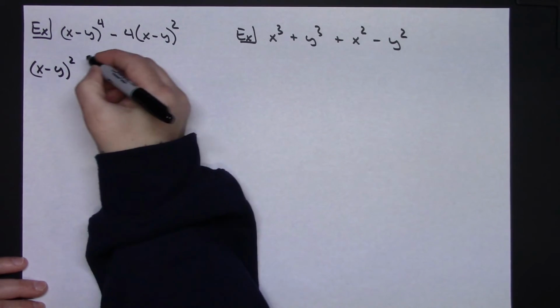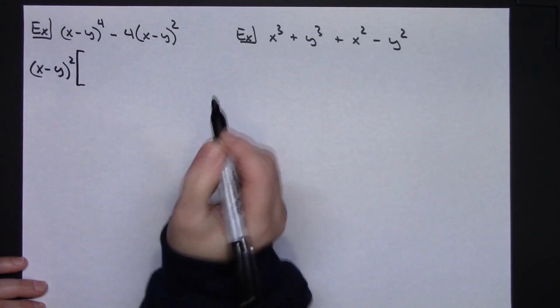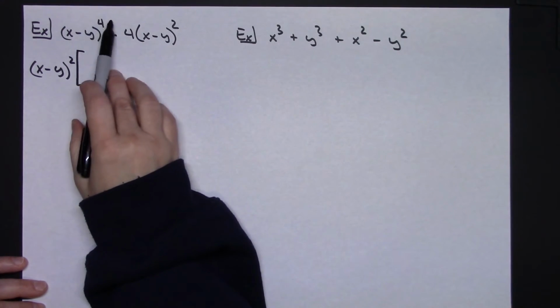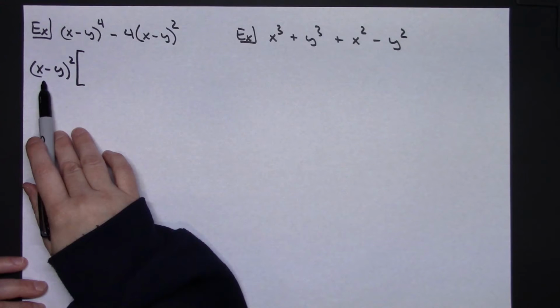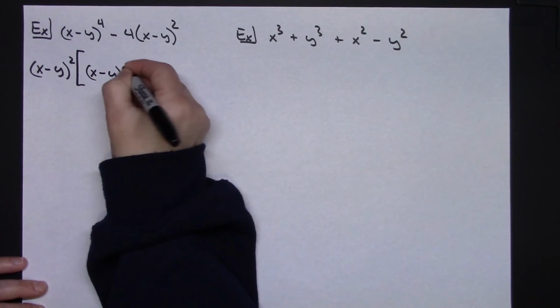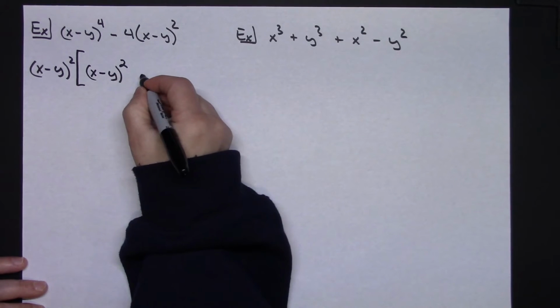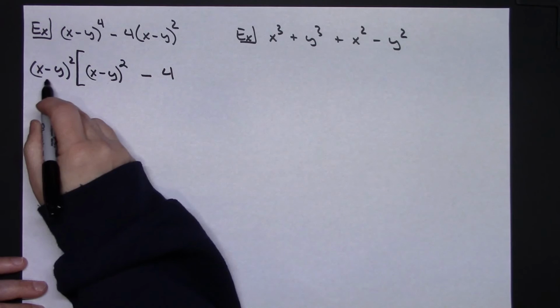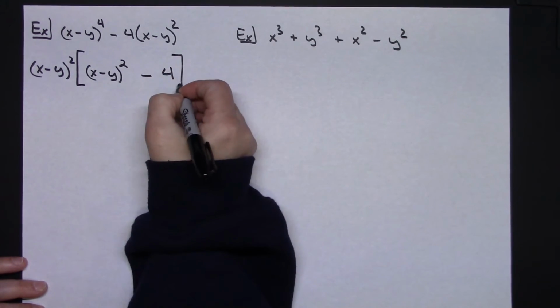Now I think I'm going to go to square brackets, because we've got an awful lot of curvy brackets in here. Okay, in this first term right here, I've got x minus y to the fourth. I took 2 of them out, which means I'm going to be left with x minus y squared. The minus is going to stay there, the 4 is going to stay there. In this term, I took out the x minus y squared, so I'm just left with the 4.